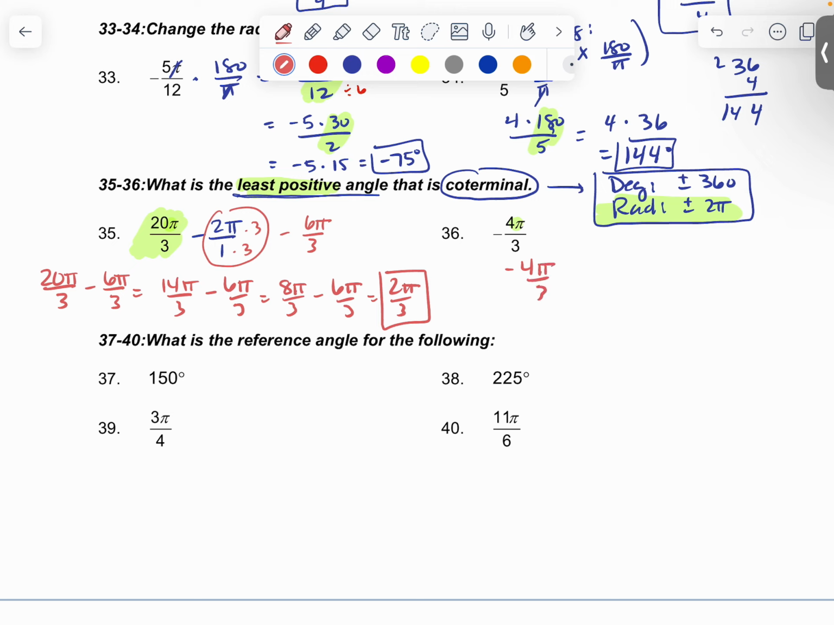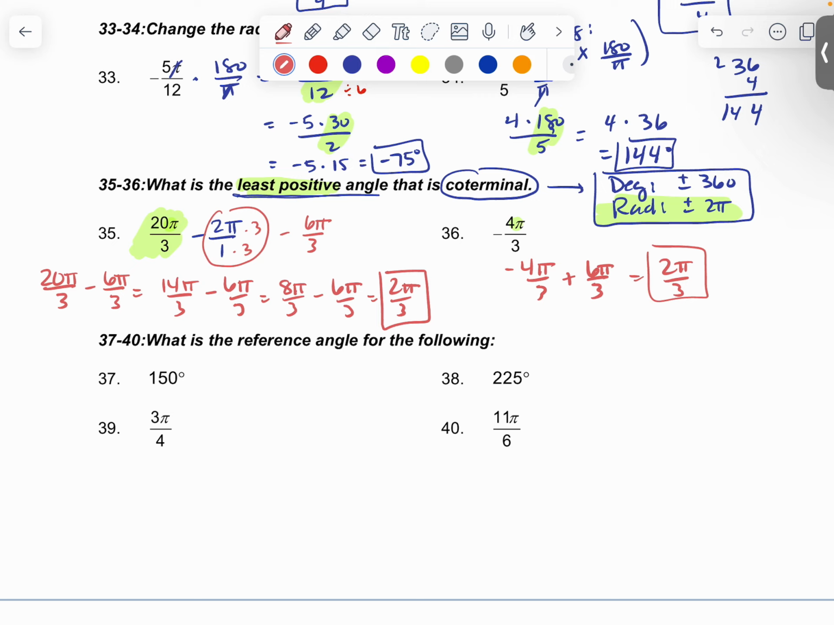Same common denominator. This time, because it's negative and I want to make it positive, I'm going to add 6 pi over 3. That's the 2 pi. So this will give me 2 pi over 3. I want the least positive, and that's the least positive one.